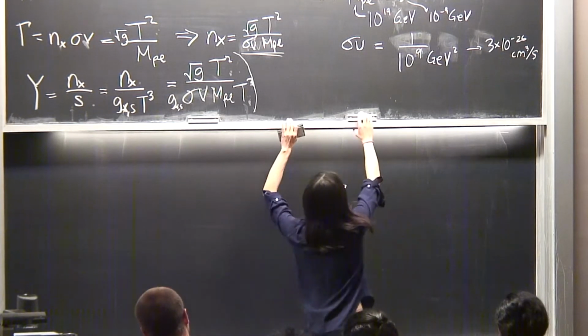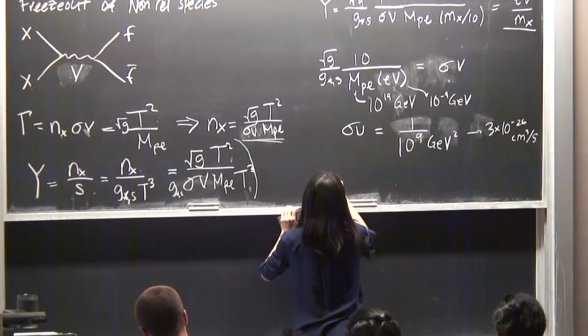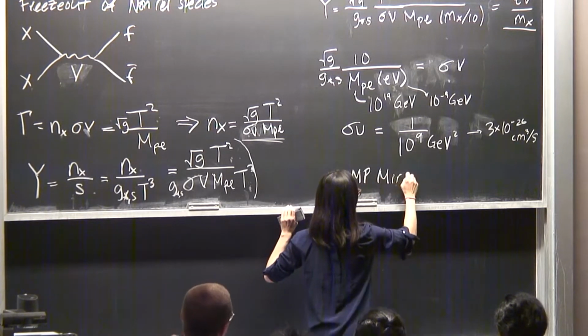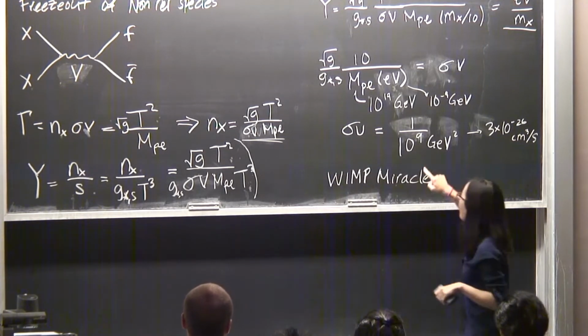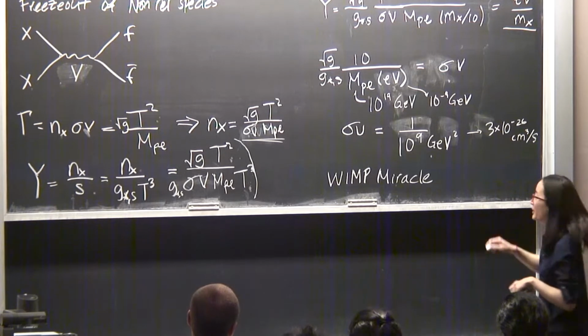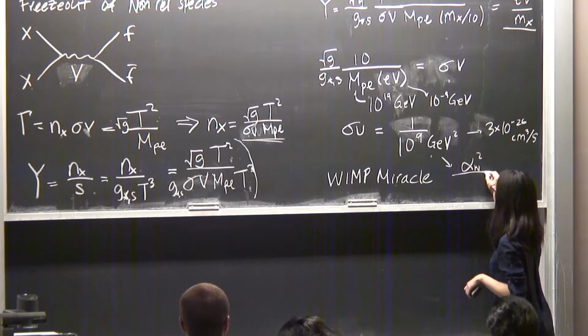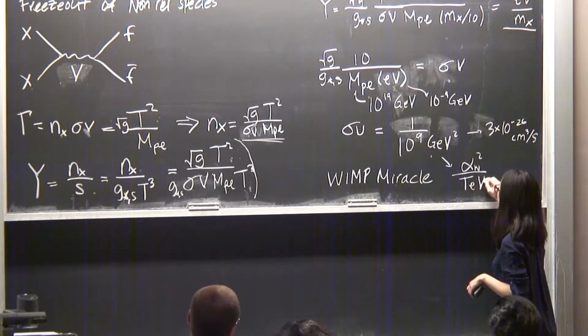And probably you've seen by now that this is sometimes called the WIMP miracle, because you can rewrite this set of numbers as roughly alpha weak squared over, say, TeV squared.